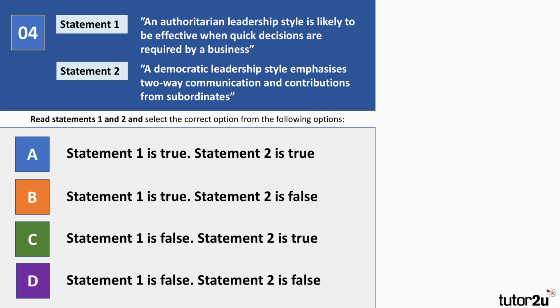Statement 1. An authoritarian leadership style is likely to be effective when quick decisions are required by a business. Statement 2. A democratic leadership style emphasises two-way communication and contributions from subordinates. Pause the video, choose your combination.